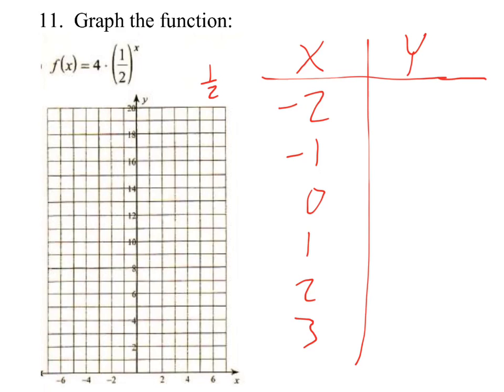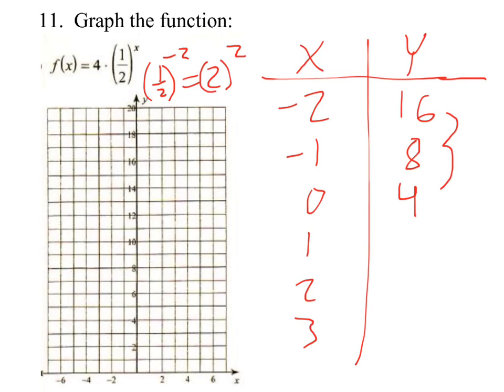1/2 to the negative second power. Remember, negative powers change your number so it's upside down. So 1/2 to the negative second power upside down is going to be the same thing as 2 to the second power, which is 4. And then you need to times by that 4 in front, which will give you 16. And 1/2 to the negative 1 power is going to be 2, times the 4 is going to give you 8. And then 1/2 to the 0 power, any number to the 0 power is 1, times the 4 in front will give you 4.